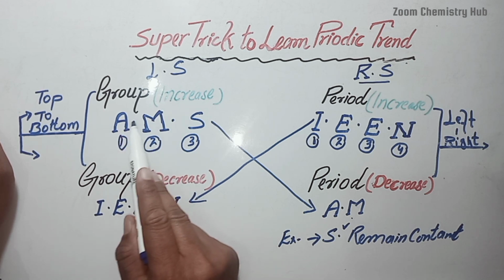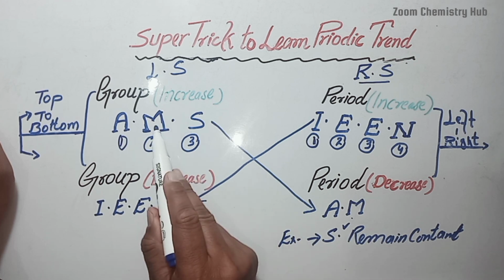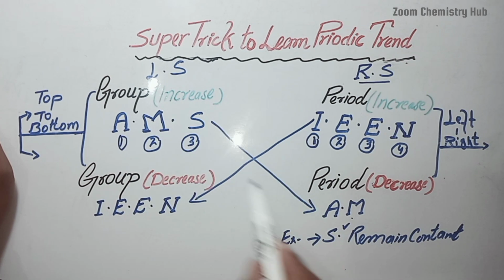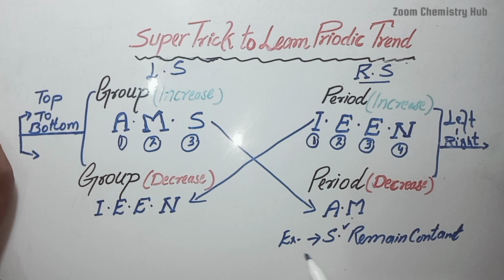So atomic radius increases in the group, decreases in the period. Metallic character increases in the group and decreases in the period. Shielding effect increases in the group and remains constant in a period.